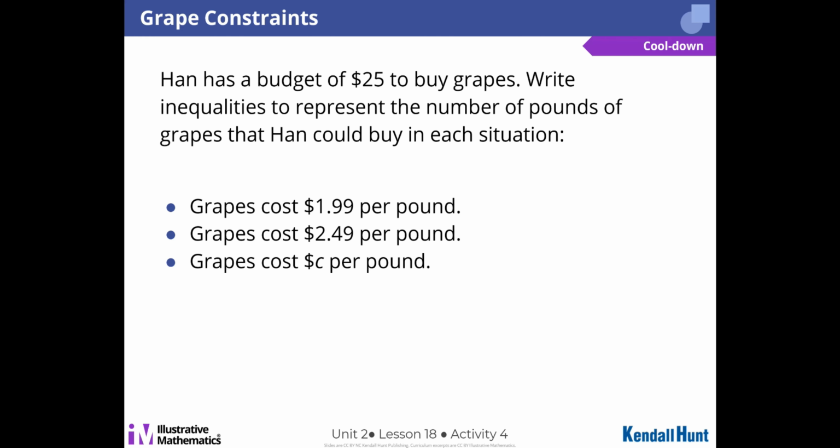Han has a budget of $25 to buy grapes. Write inequalities to represent the number of pounds of grapes that Han can buy in each situation. Grapes that cost $1.99 per pound. Grapes that cost $2.49 per pound. And grapes that cost $C per pound.